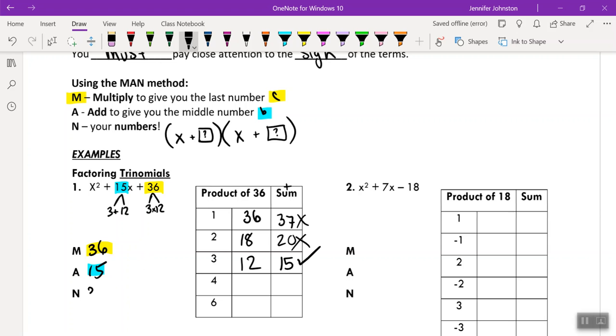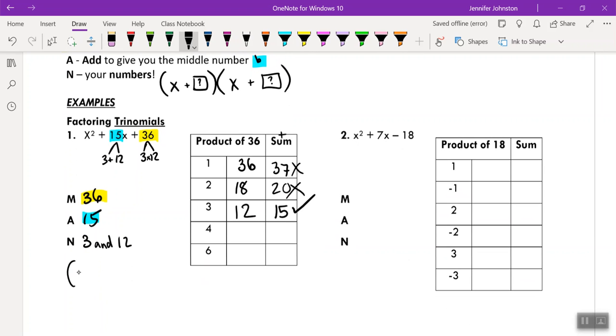So our numbers are 3 and 12. That means our final answer is going to be x plus 3 and x plus 12. We got it. Those are our two numbers, 3 and 12. So we write it x plus 3 and x plus 12. Right, so we don't have to do these other ones.